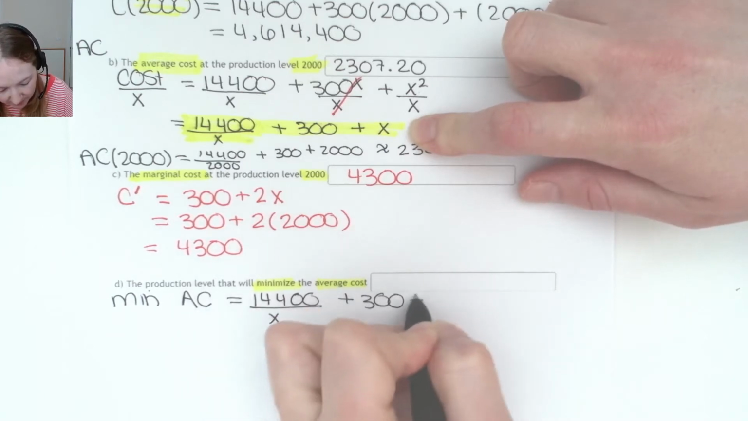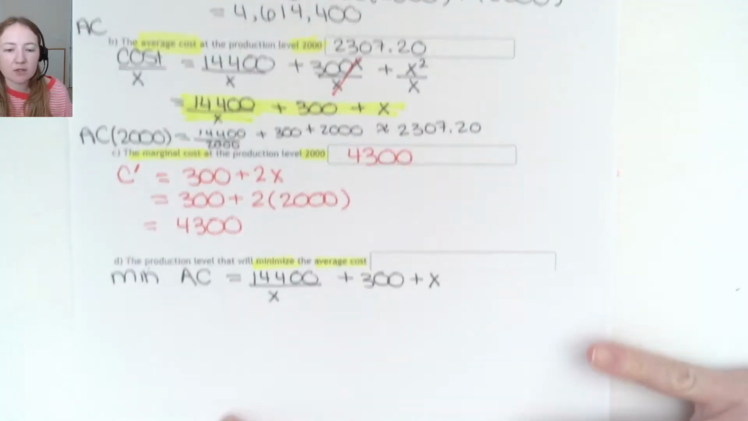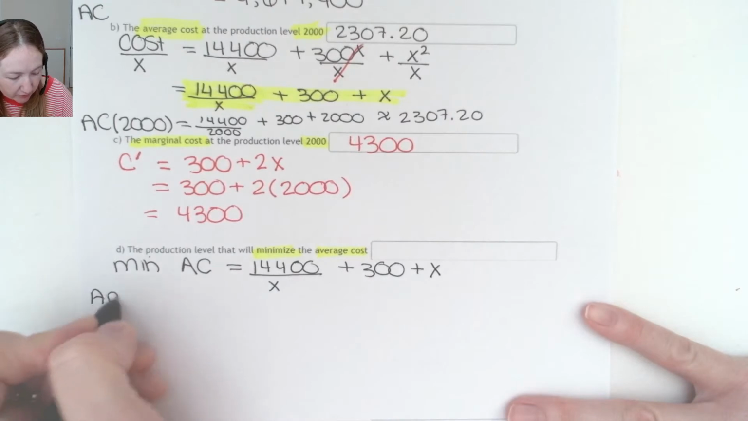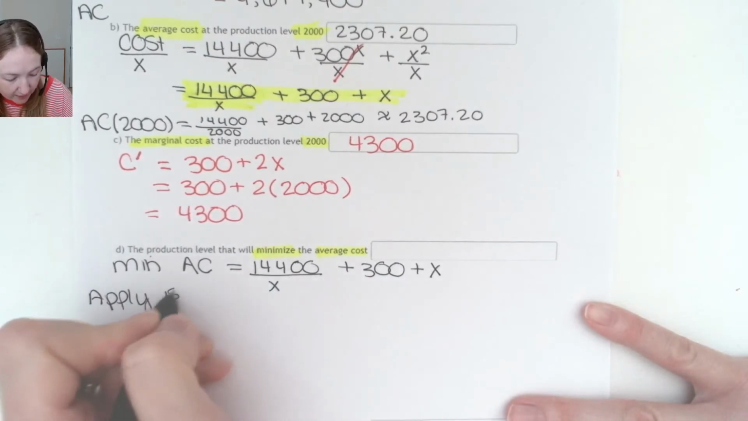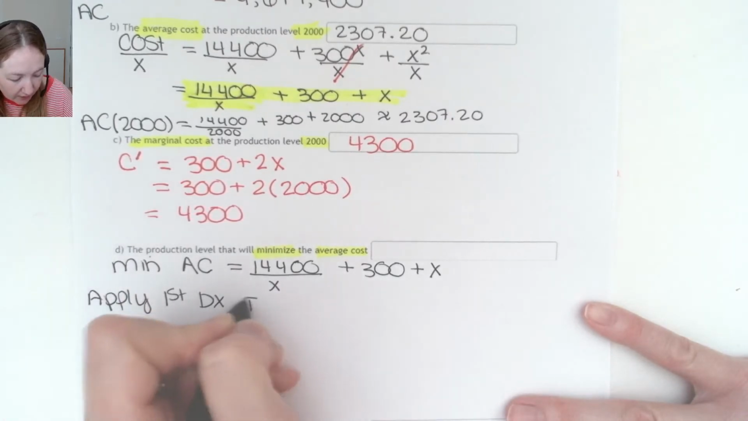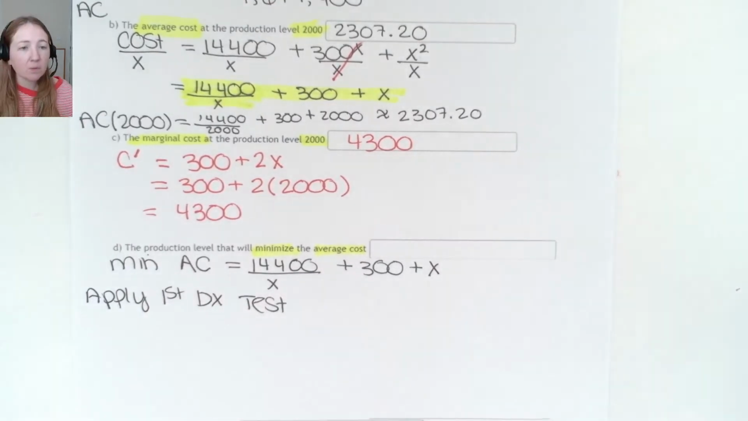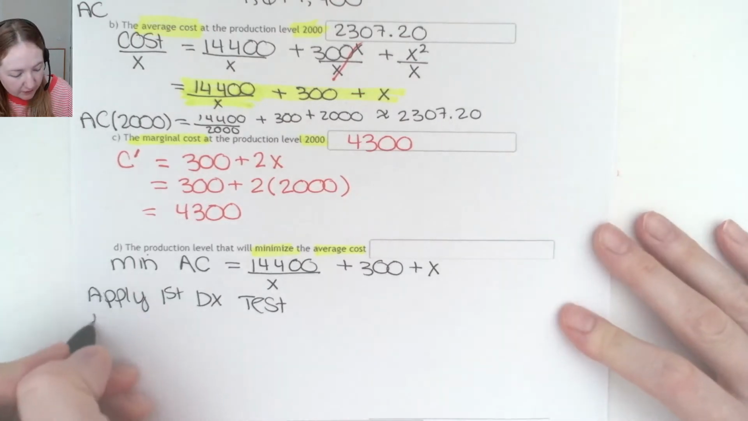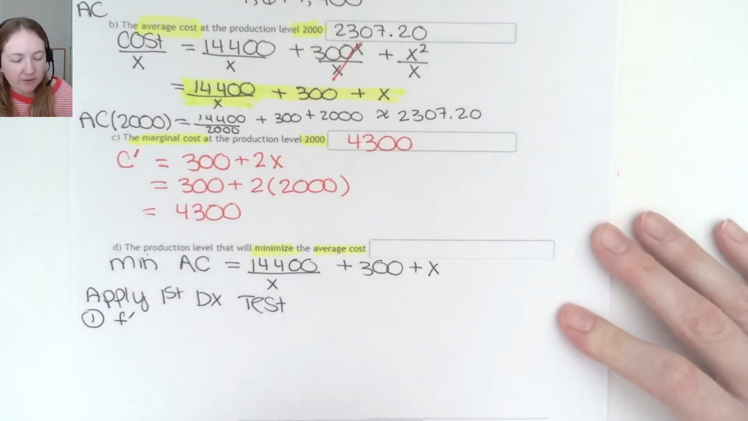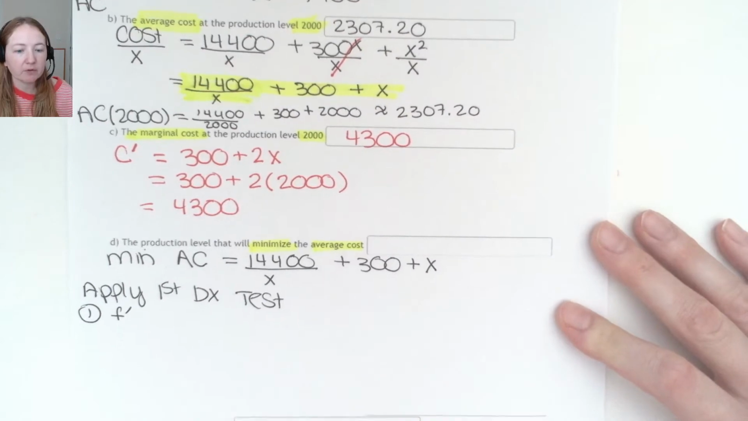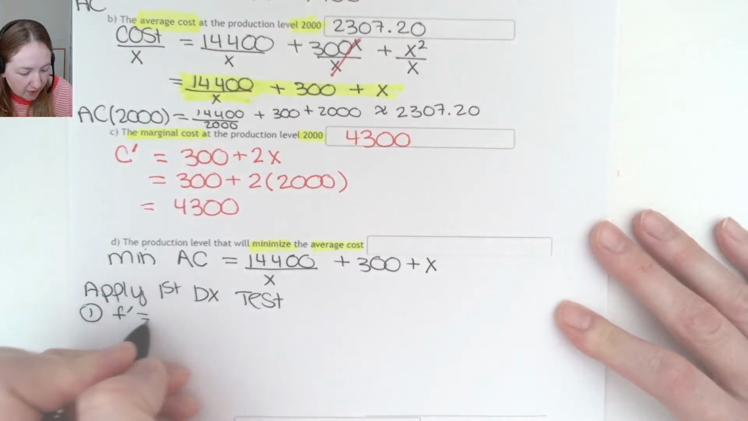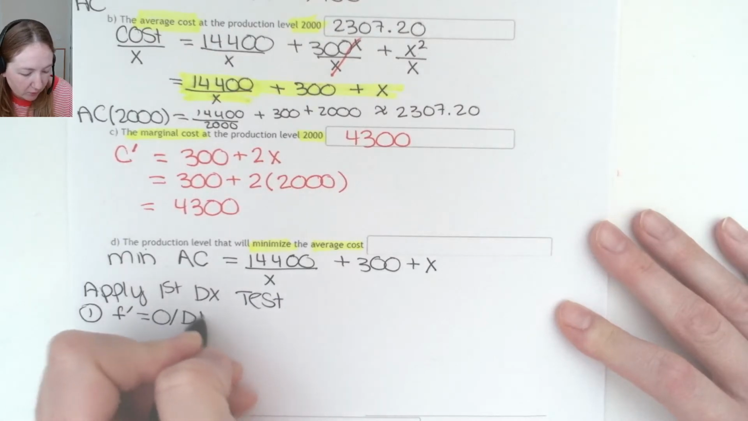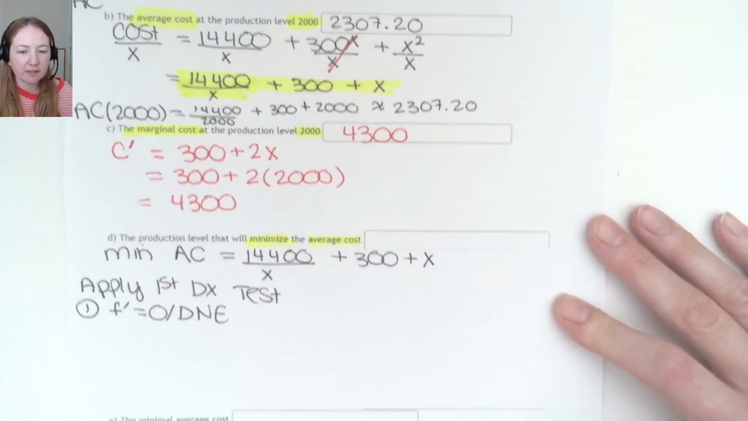Now, to minimize that function, we need to apply our first derivative or second derivative test. The first derivative test is the one that always works. A lot of times students will go to the first derivative test, but remember, the first thing we need to do is find our critical number. And to find the critical number, we need to get our derivative. So we're first going to take our derivative and set it equal to 0 or does not exist.